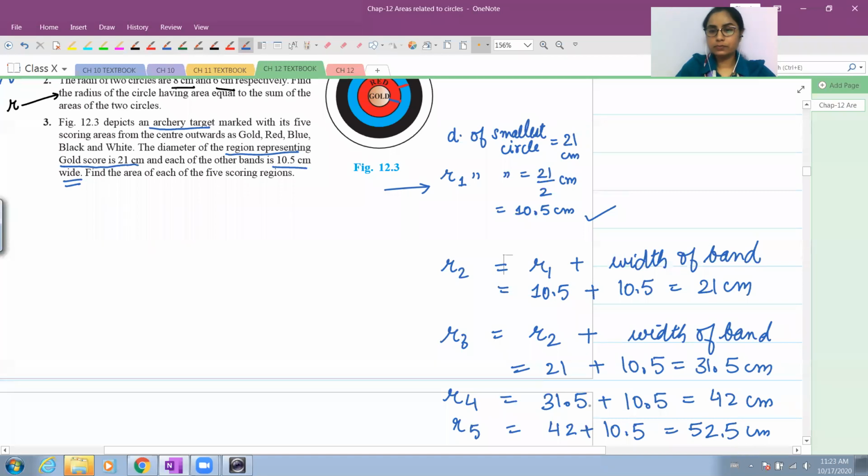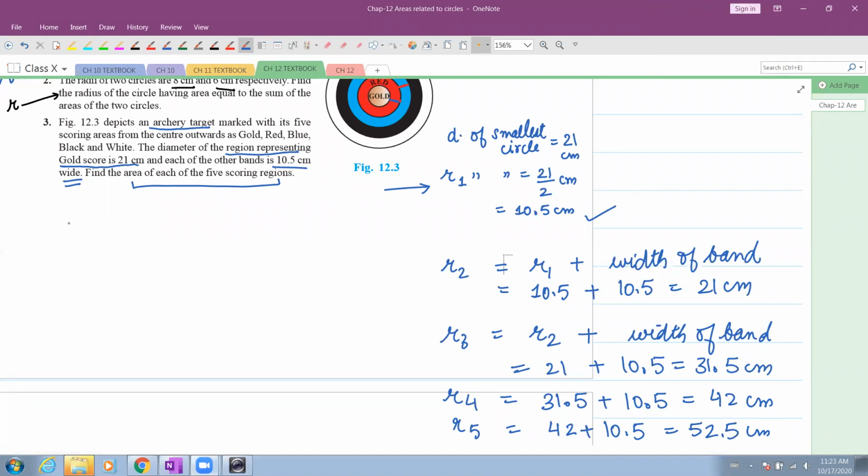Please check. This is 31.5, 42, 10.5, 10.5. So based on this, you have to find out the area of each of the 5 scoring regions. These colored areas that are given to you, you have to find out their area. Let's start with gold. I'm just going to help you write down how to find out the area. You will be working out the answers yourself.